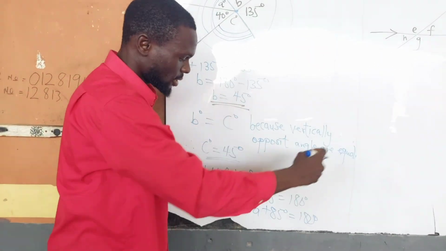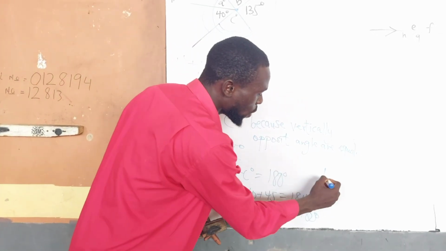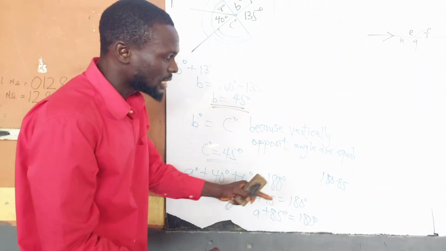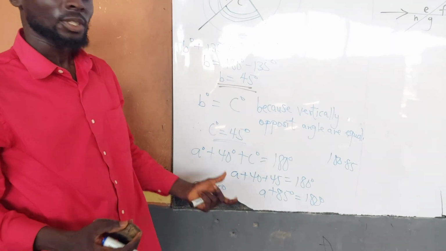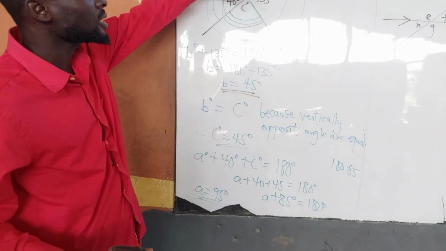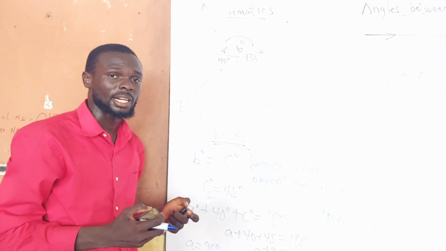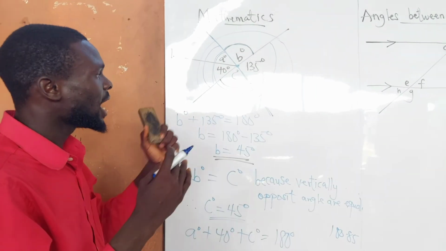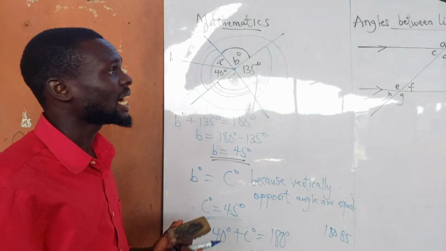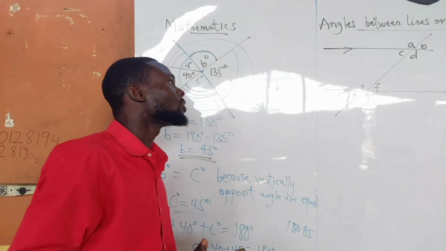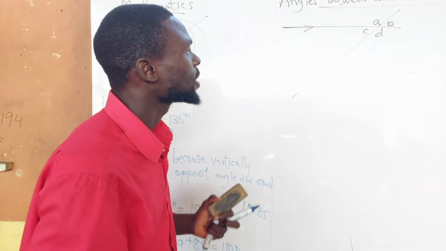Then we take the 85 to this side, giving you 180 minus 85. Then this gives you A is equal to what? 95 degrees. So with questions based on the angles on a straight line and vertically opposite angles, we can apply them and we'll be able to solve for the unknown. Now let's look at the other one where it is about angles between lines and parallel lines.